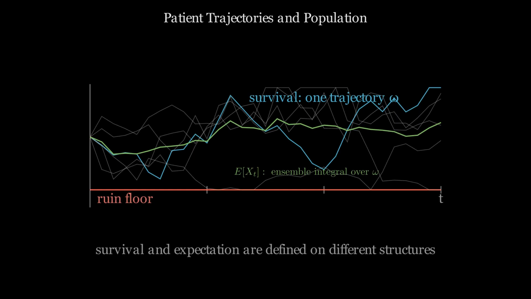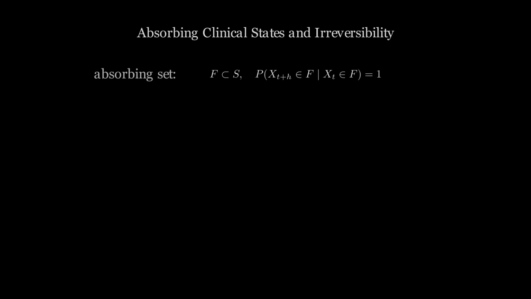These two objects are defined on different mathematical structures. Confusing them is the source of clinical survivorship bias. An absorbing clinical state is one the patient can never leave. Once entered, it holds permanently. Terminal organ failure is the prototype.